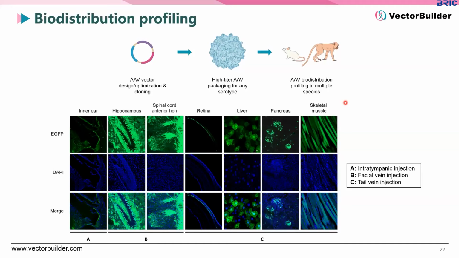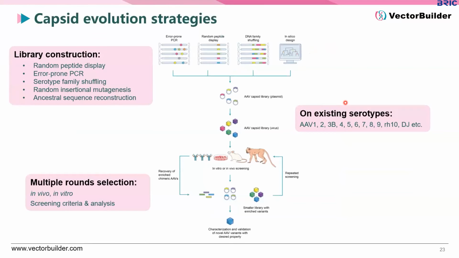VectorBuilder has built a team that is specialized in handling animal models and doing analysis of biodistribution. Combining our experience in plasmid and viral vector, we have been providing CRO service for many years already. And here is an example of what we can provide to the customer: different kinds of injection, local injection, systemic injection of the AAV drug, and then doing the profiling in different organs on mouse or monkeys. Now that we can do the analysis, we also provide capsid evolution.